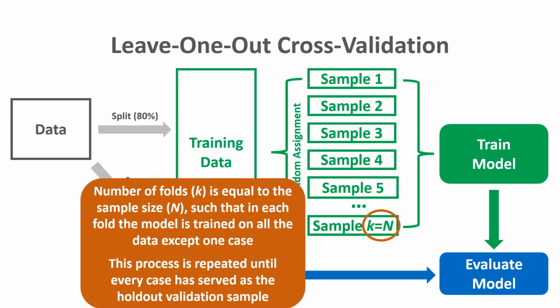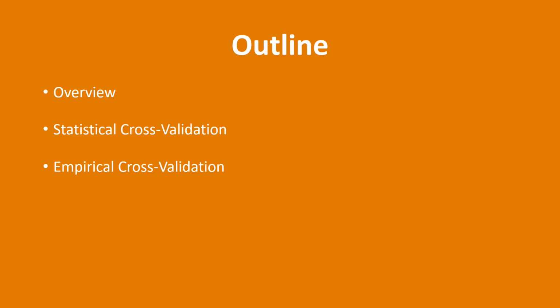And as you can imagine, this could be computationally intensive if you have really, really large samples of data that you're working with. Nonetheless, this is another approach. So to sum up, we learned about the traditional empirical cross-validation approach called the holdout method. We then learned about k-fold cross-validation. And then lastly, we learned about leave one out cross-validation. And all three of those are types of empirical cross-validation.